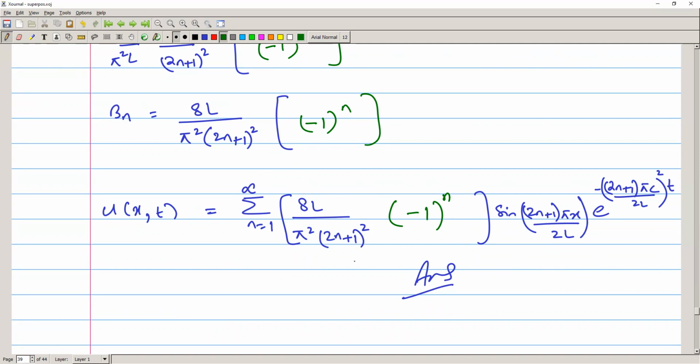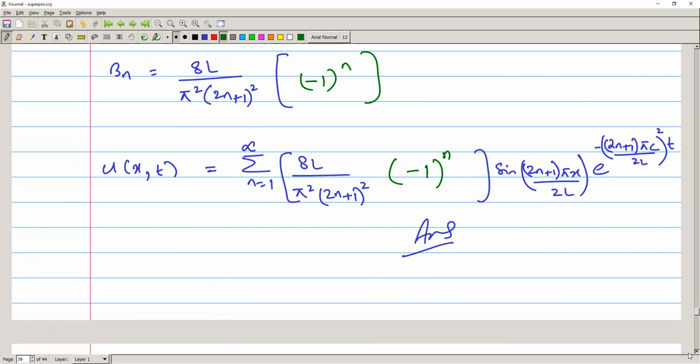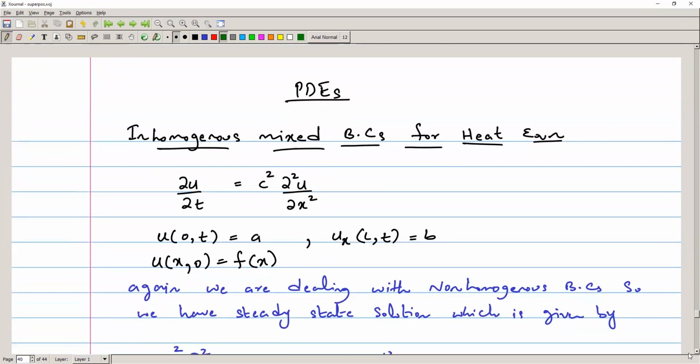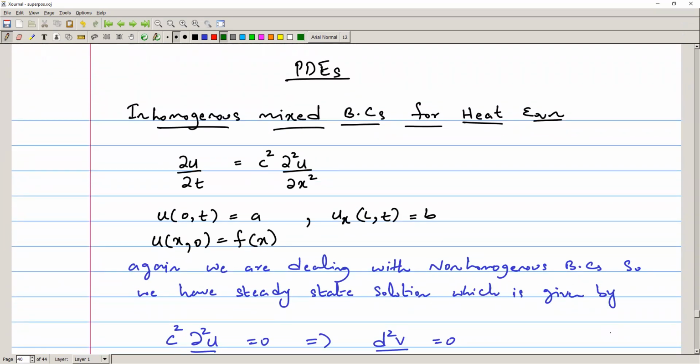So this is the particular solution of the given homogeneous heat equation for the homogeneous mixed boundary conditions, right? We can solve it for any initial value, whatever the initial value is given. We have also already constructed the general solution in the above part, and after that we can just find the integral for bn, plug it in place of bn, and we will get the particular solution, right? So now in the next part, we will talk about the inhomogeneous mixed boundary conditions for the heat equation.